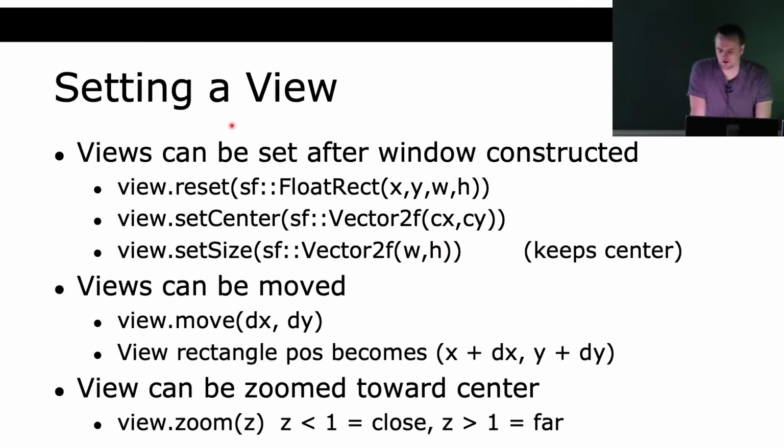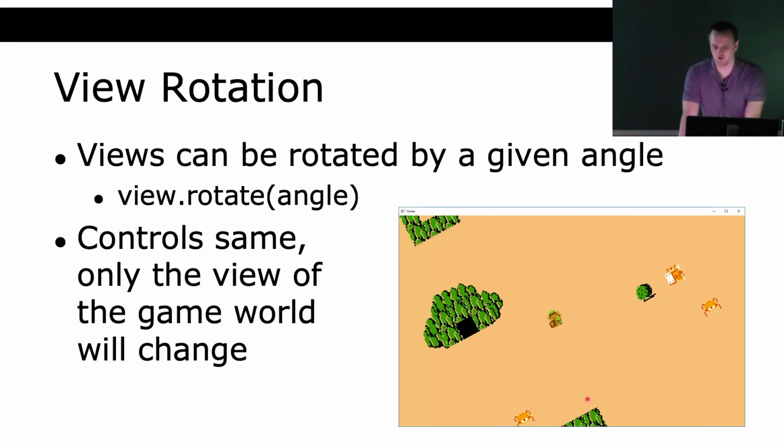So there's lots of different things you can do to a view after you have the object. You can reset it, you can set its center, you can set its size, you can move it. So you're adding a delta to it. So without changing the size, you can just move it over rather than having to get it and add it and then reset it. The view can be zoomed more toward the center if you want to, so you can set the zoom. Zoom less than 1 is closer, greater than 1 is further. You can also rotate the view, which is incredibly disorienting.